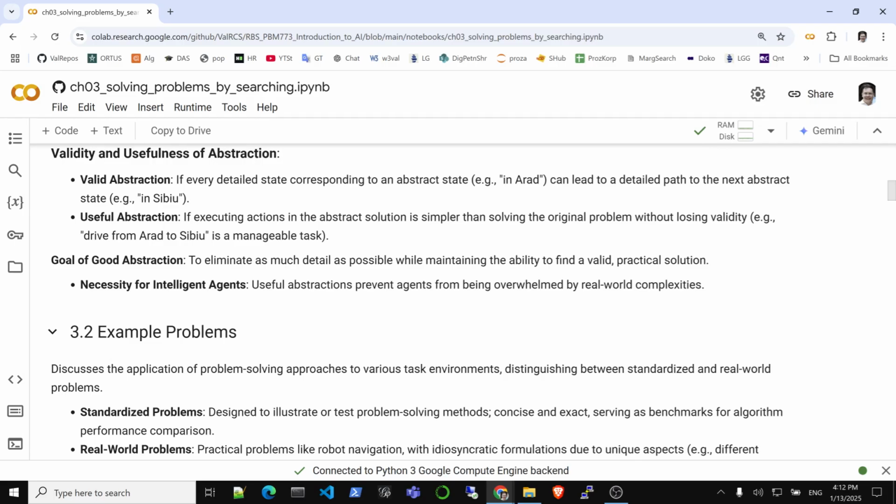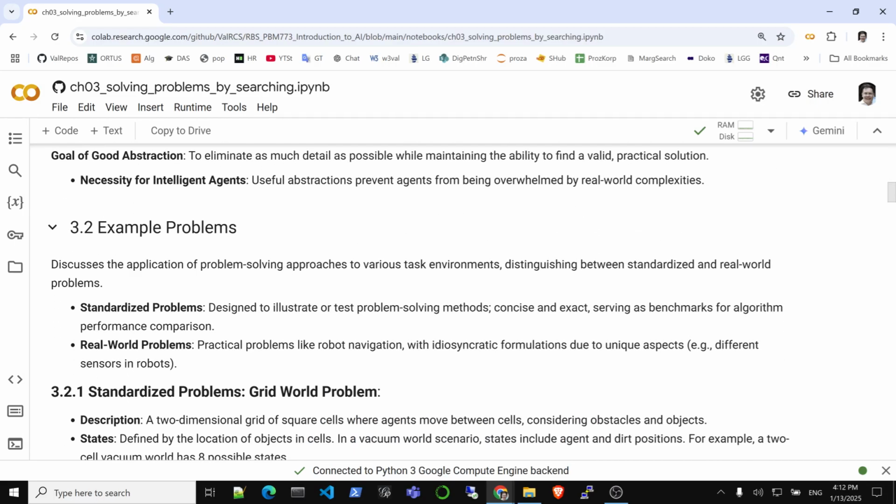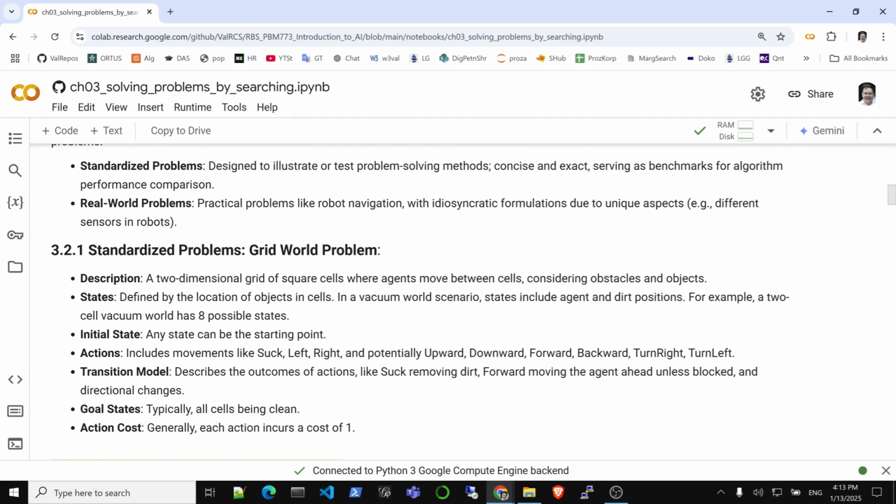Using this approach, we can apply this to pretty much many problems. A standardized problem, of course, is concise. Real life problems will have a lot of extra details which make your life complex. So here are some standardized problems. Something like this I will probably give you on Thursday as homework, something like a two-world vacuum problem.